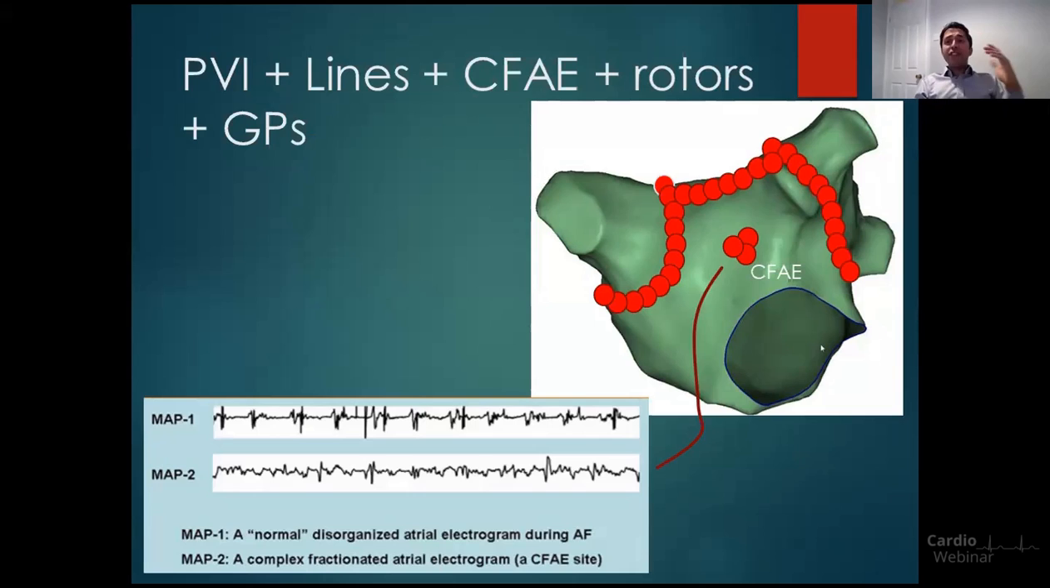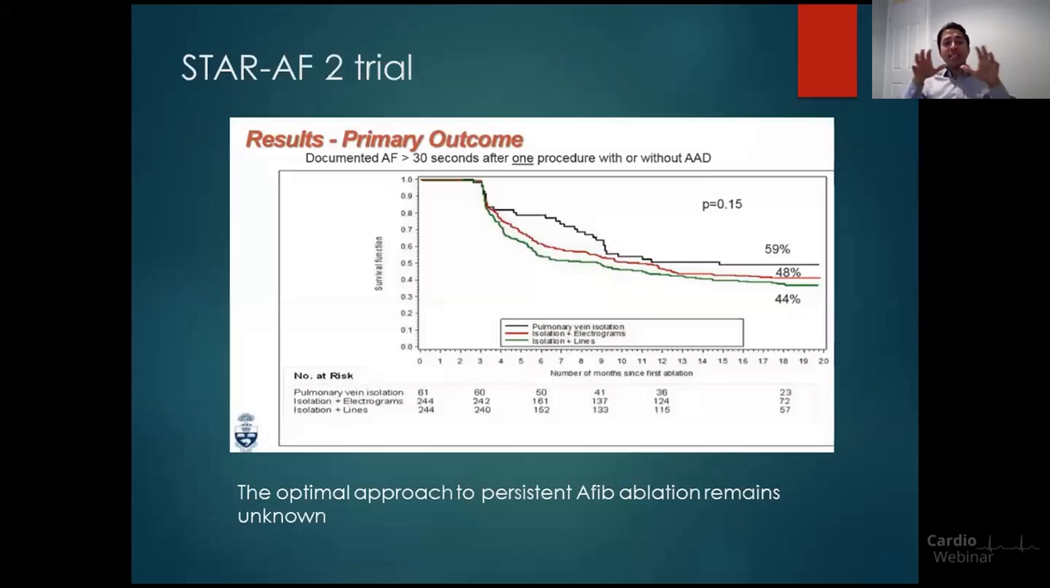Now, individual studies of all of these things have shown benefit. The problem is this study, the STAR-AF2 trial, which was another huge study, showed that no matter what type of approach you do to AF ablation, whether you do all these other more complex ablation approaches, if you just do pulmonary vein isolation on its own, there's really no difference. So with that, a lot of AF doctors are just making sure that the pulmonary vein isolation is robust rather than trying to do so much more.